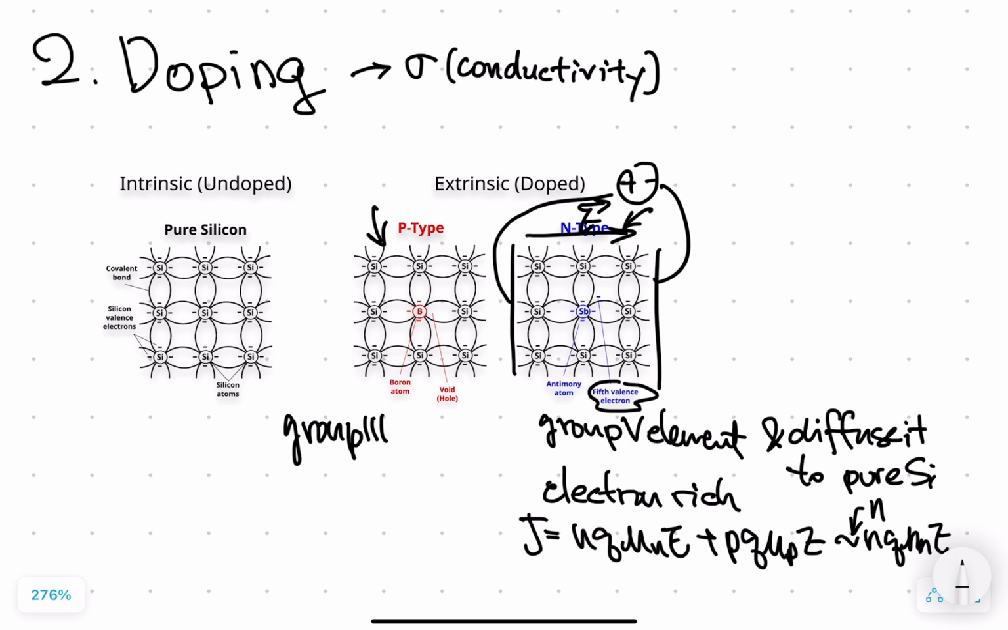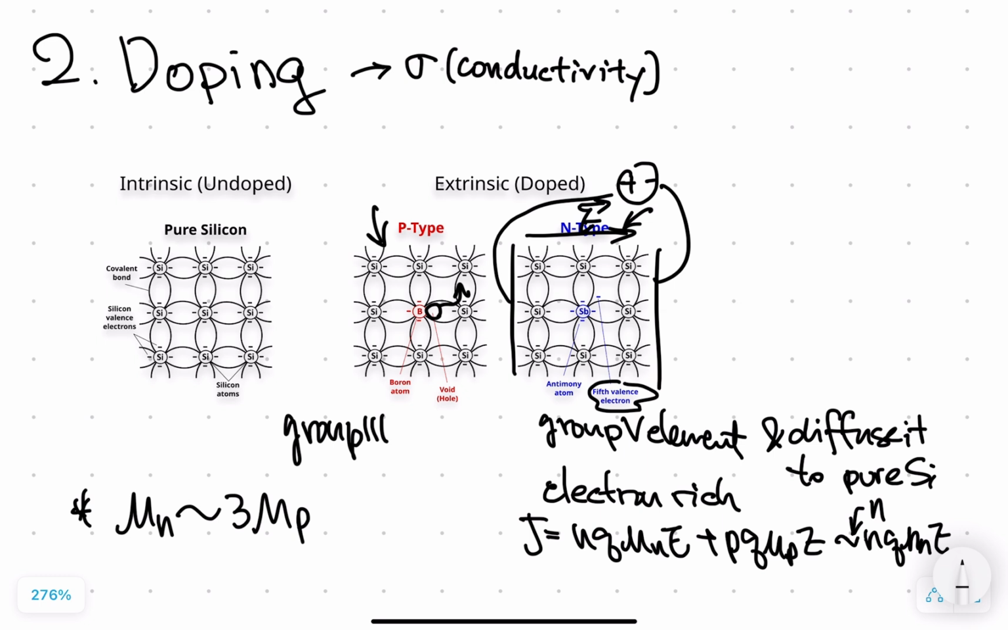All valence electrons of group 3 atom will form a covalent bond, but one valence electron from silicon will remain. One electron is missing here, thus the hole is generated. Hole will move through the bond like this. So, compared to electron, you can intuitively think that it will be slower than electron. In fact, mobility of electron is about 3 times the hole's mobility.